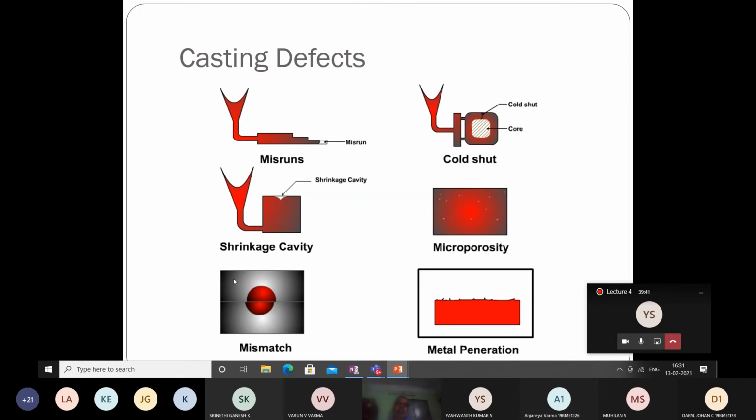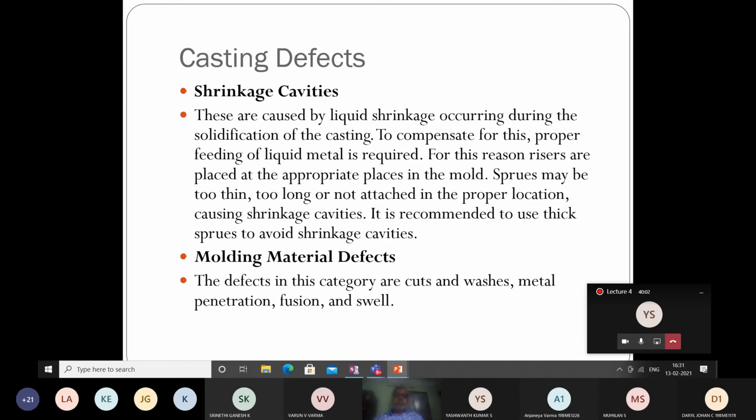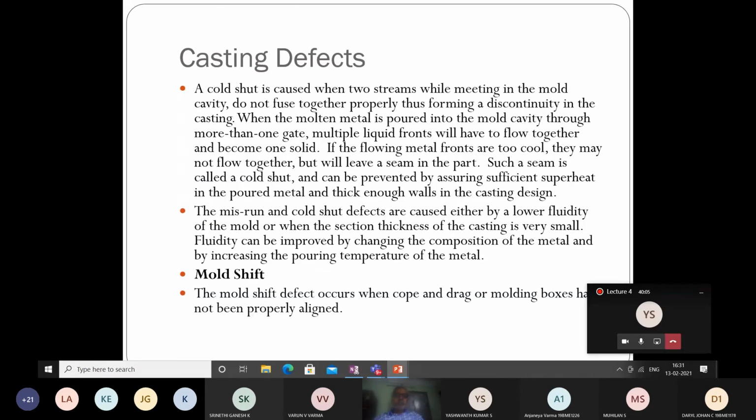Normally, pins will be there. Even in our lab we can see. Now, misalignment is practically impossible, because we have alignment pins. We have to do it the correct way only; we cannot do it the incorrect way. So there will be some provision between cope and drag. Here one hole will be there, on top there will be one pin. When it aligns, then only the assembly will take place. So that is called mold shift. The mold shift defect occurs when the cope and drag, or the molding boxes, have not been properly aligned. So if you align them properly, then this type of defect can be avoided.